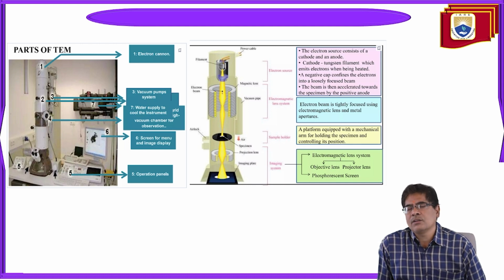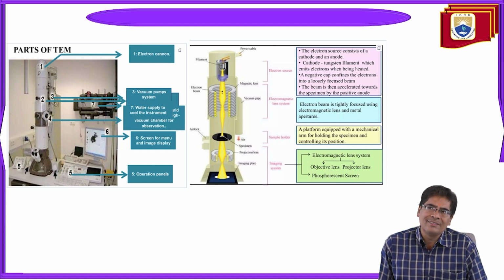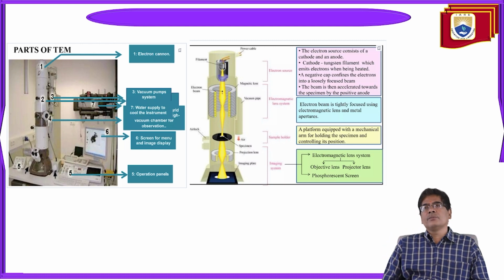So the electron source consists of a cathode and an anode. The cathode is the electron emitter. Here we take the tungsten filament as the emitter, which emits electrons when heated. A negative cap confines the electrons into a loosely focused beam, and the beam is then accelerated towards the specimen by the positive anode.